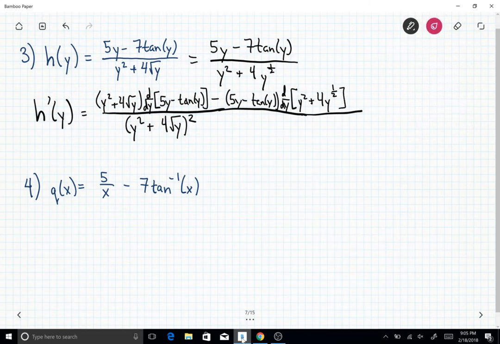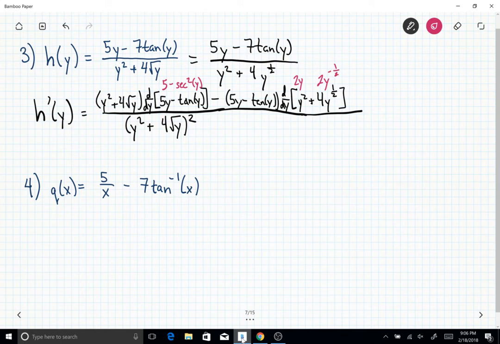So now let's work it out. 5y, that's 5y to the first power. You can bring the first power, you'll have y to the 0, which is just 1. So 5 is what that derivative is, minus derivative of tangent is secant squared y. Okay. Y squared, that derivative, use the power rule once again, you get 2y. And in this other case, when we bring the 1/2 down, you'll get 2, because 4 times 1/2 gives you 2. And then you get y to the 1/2 minus 1, which is negative 1/2.